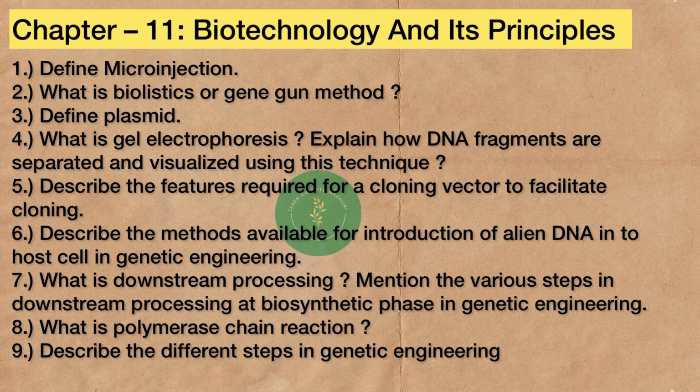In chapter number 11, Biotechnology and Its Principles, focus on microinjections. What is biolistic or gene gun method? Define plasmid. What is gel electrophoresis? Explain how DNA fragments are separated and visualized using this technique. Also study about the cloning vector, plasmid pBR322. Downstream processing, mention the various steps in downstream processing, you have to learn on this. PCR, that is polymerase chain reaction, different steps in genetic engineering.